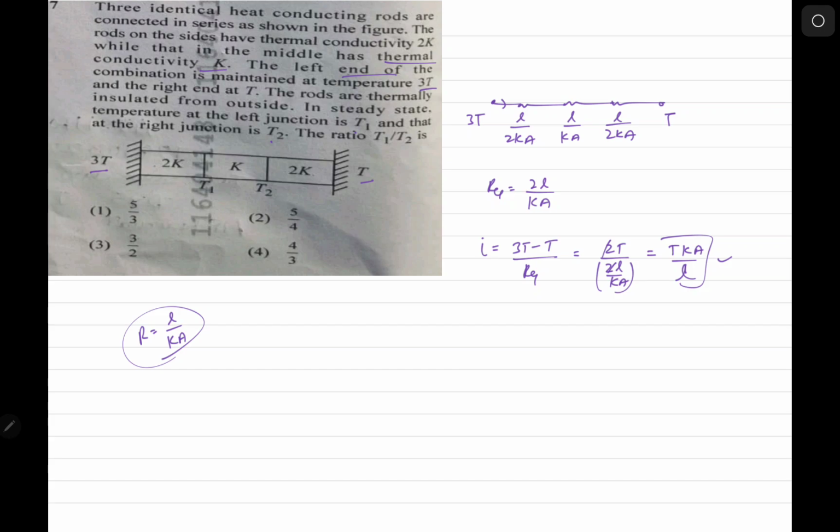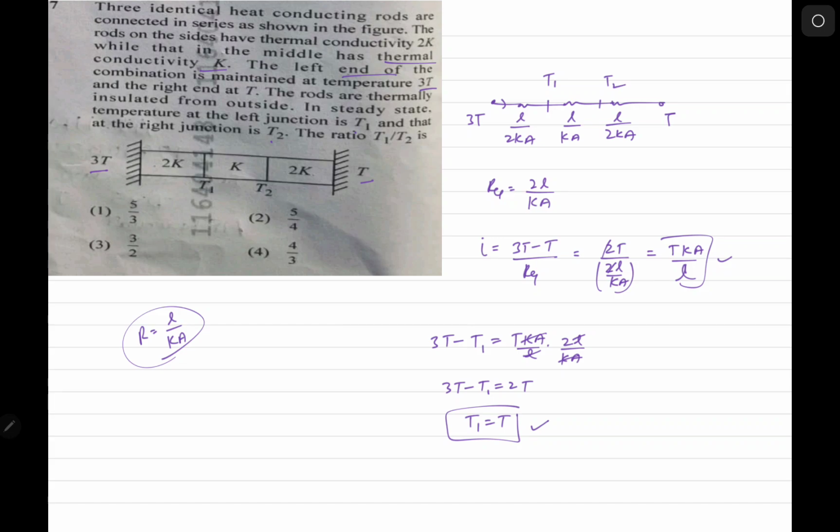Now we need to find T1 and T2. T1 is here, T2 is here. Now you can simply find it out. For the first resistor, the temperature difference 3T minus T1 is equal to I, TKA by L, into R equivalent, which is 2L by K. Let's cancel here, so 2T. So 3T minus T1 equals 2T, T1 is equal to T. So that is the T1 we have here.